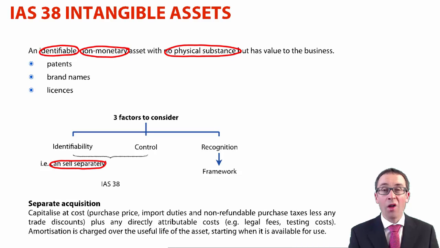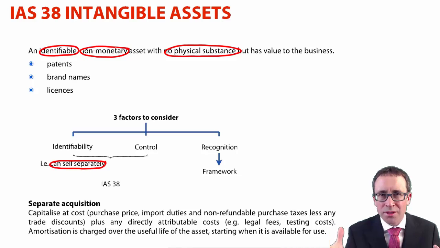The other one is a brand name. I think you know what we mean by brand names. Nike, Adidas, McDonald's, Kentucky Fried Chicken, to quote a few. They are all brand names, aren't they? They're identifiable. You can't really sell them separately, can you, with regards to the brand name without selling the entire business. It's non-monetary, so it's not readily convertible into cash, is it? And there's no physical substance, is there?